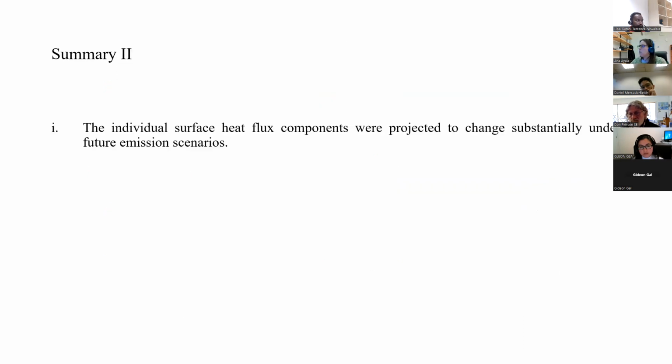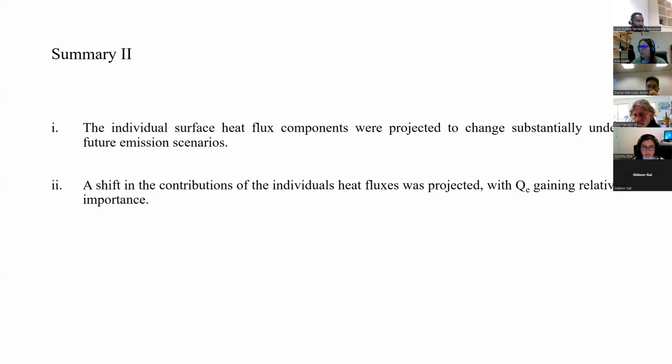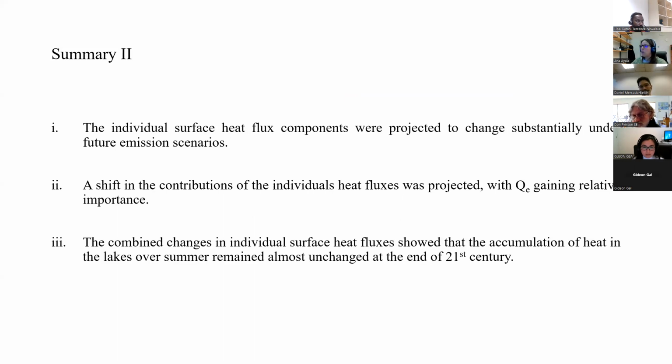So summarizing, we can say that the individual surface heat flux components were projected to change substantially under the future emission scenario. The contribution of the individual heat fluxes was projected to change, with latent heat fluxes gaining relative importance, and the combined changes in individual surface heat fluxes show that the accumulation of heat in the lake over the summer remained almost unchanged at the end of the 21st century.